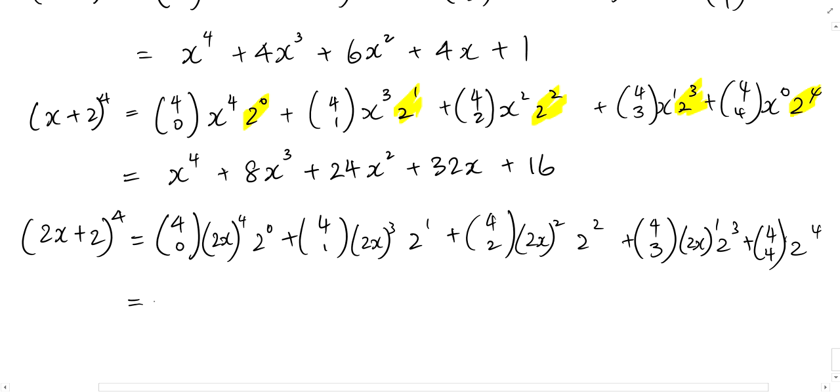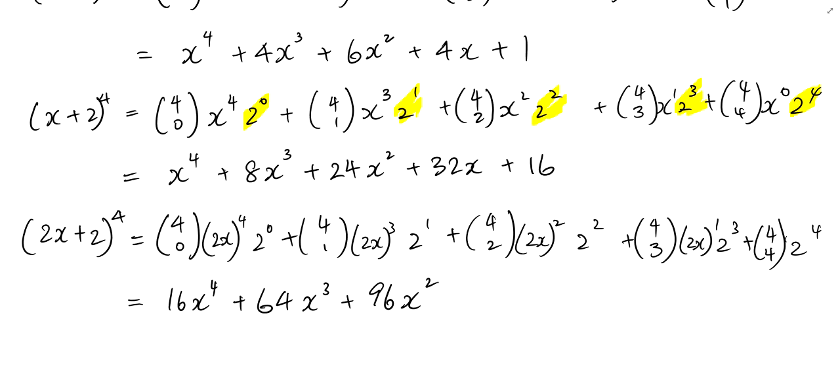Okay, expand. 4 choose 0, how much is that? 2 power 4. 16x power 4. Plus 4 choose 1, how much is that? 4 times 8, 32 times 2. Another 2 here, 64x cubed. 4 choose 2, how much is that? 6 times 4, 24 times 4. 96x squared. Right? And then 4 times 2 is 8. 8 times 6, yes, 64. 64x plus 16.